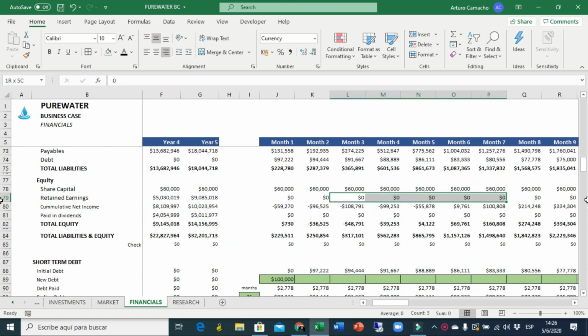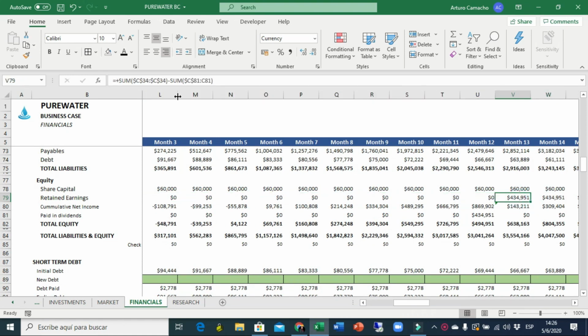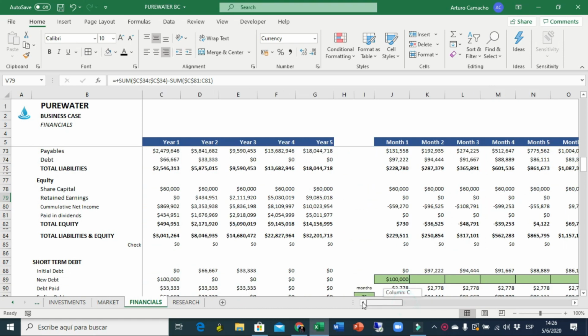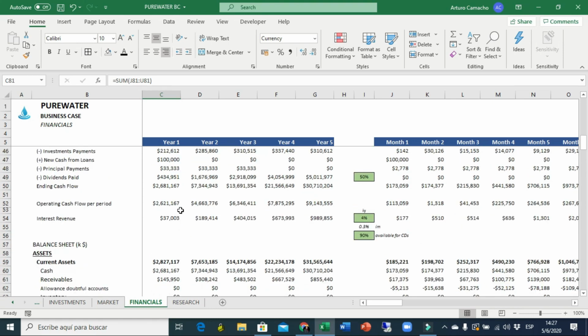So let's get back to the formula of my month 13. So you have that cumulative net income here, and then the subtraction of whatever you have paid in dividends, as a sum also. Okay, so how do you calculate the dividends that you pay? Well, right here, here's the formula I used.